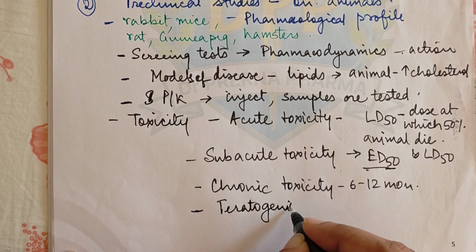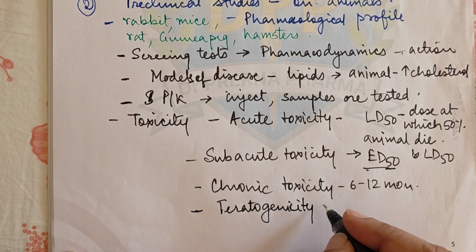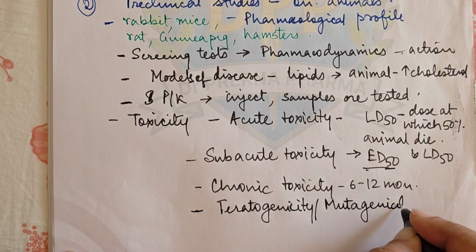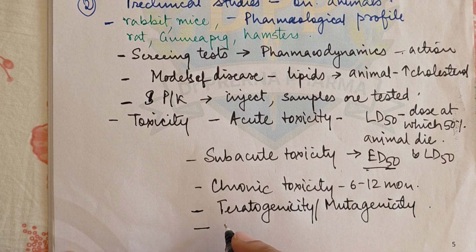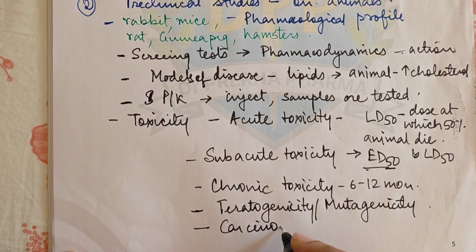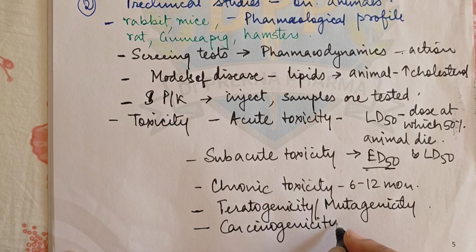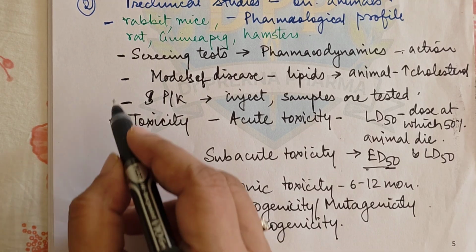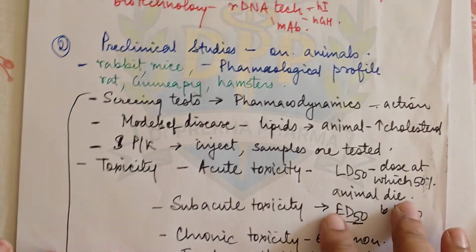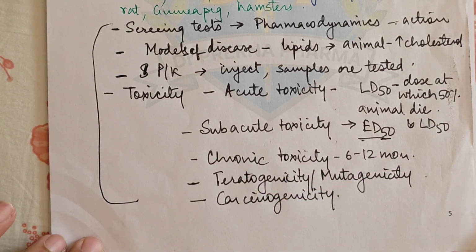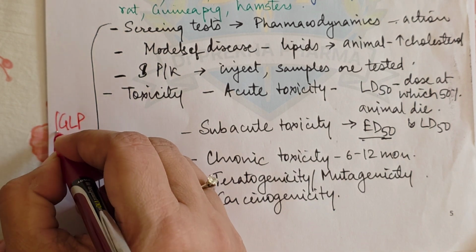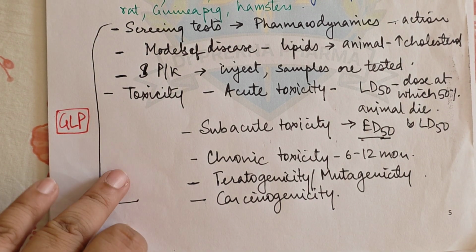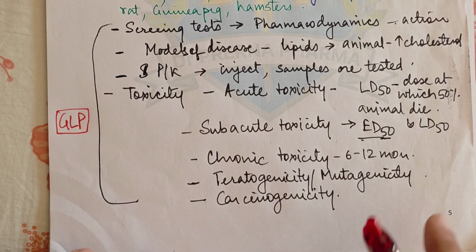So pregnant mice and pregnant animals are taken, and mutagenicity and teratogenicity studies are done. Then again for long-term they are given the drug, and carcinogenicity testing is done, to see if there is any development of tumor on long-term use. All these tests on the animals are done as per GLP, that is good laboratory practices. These are the guidelines for animal experiments, especially the toxicity testings, right?